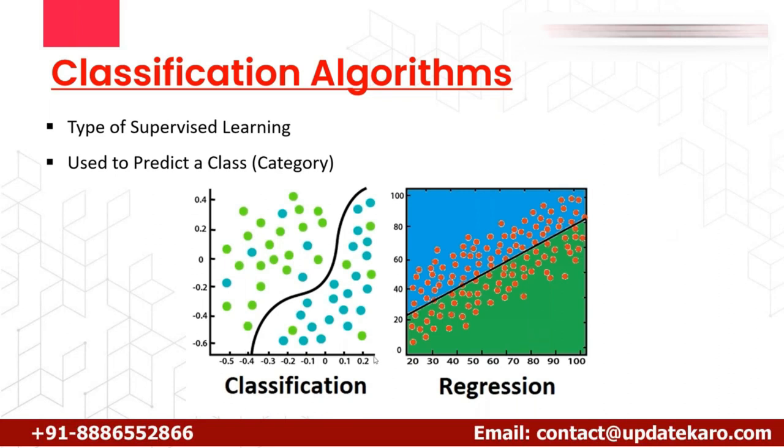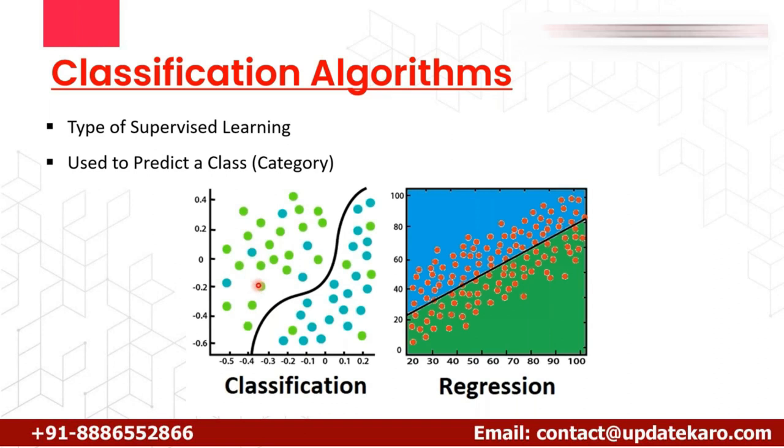Now what is in classification? In classification, there is a binary class classification problem and a multi-class classification problem. If you see this particular plot, you can see two different colors in the data points: first one is green, second one is blue, right?